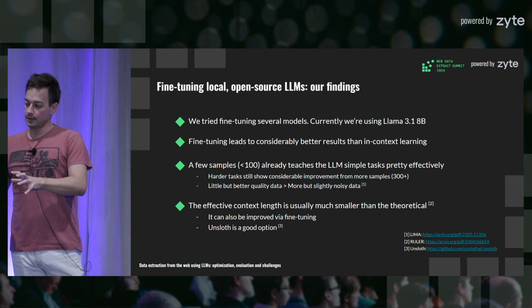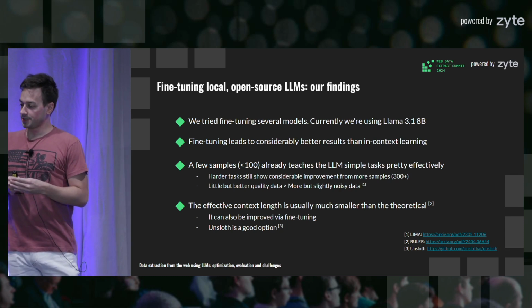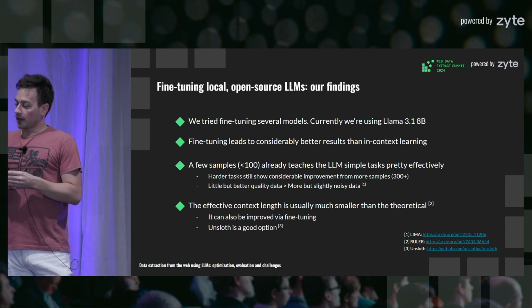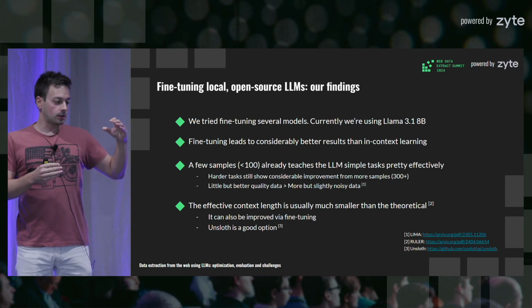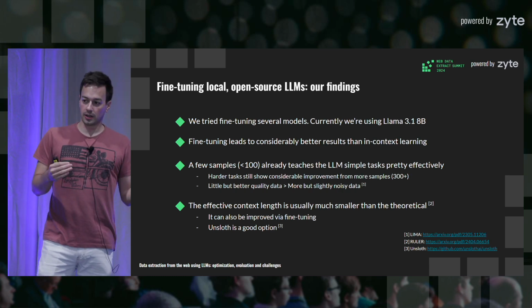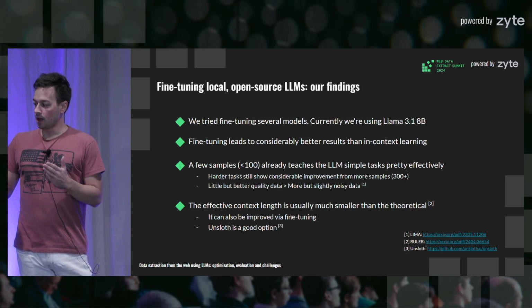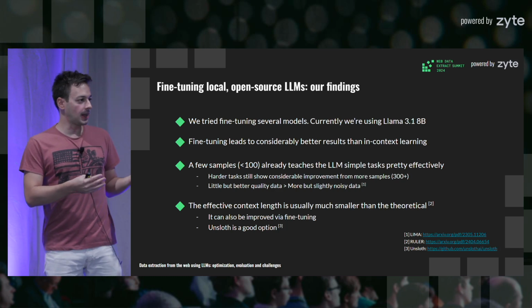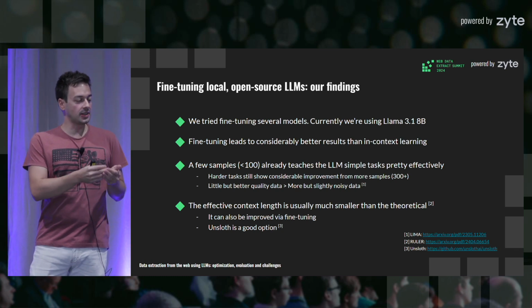It's really important to have high-quality data, better than a lot of data. And another thing that we saw, especially when we went from using LLMs to extract from text to extracting from HTML, and we started using much longer sequences, is that the effective context length of LLMs is much, much lower than the theoretical one.